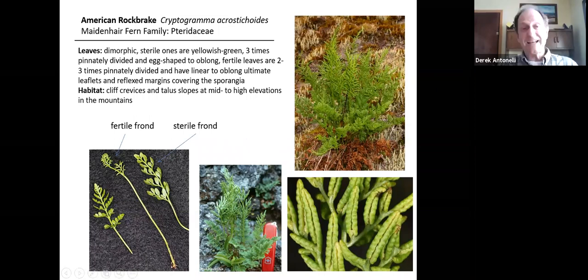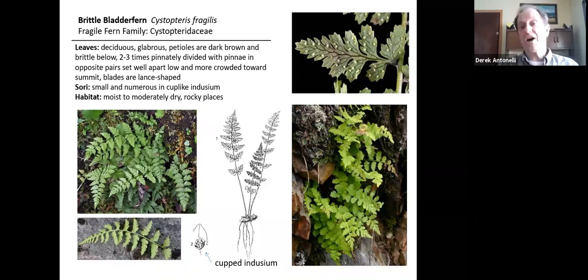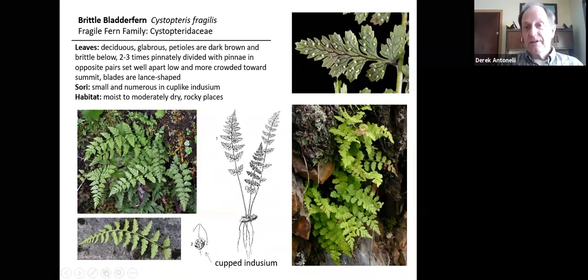This is another one in that same habitat. You don't see it quite as often. And it's the brittle bladder fern. And it's got that cupped indusium, which is kind of hard to see generally, but if you look close at the sori underneath the leaf, you'll probably be able to find some of them with a cupped indusium.